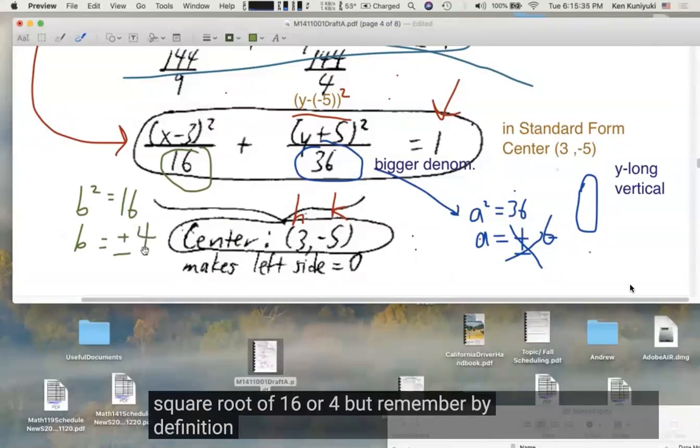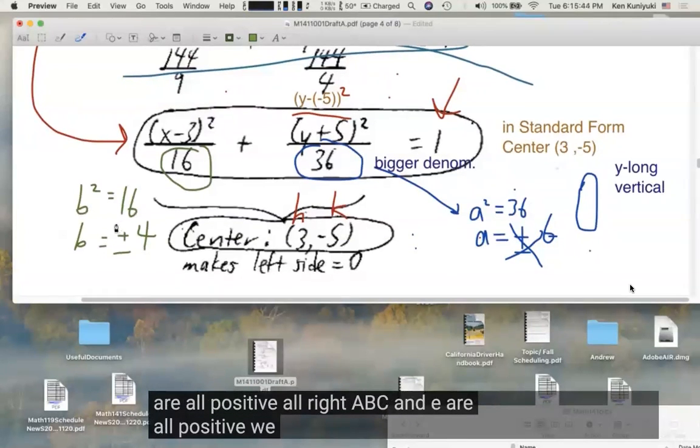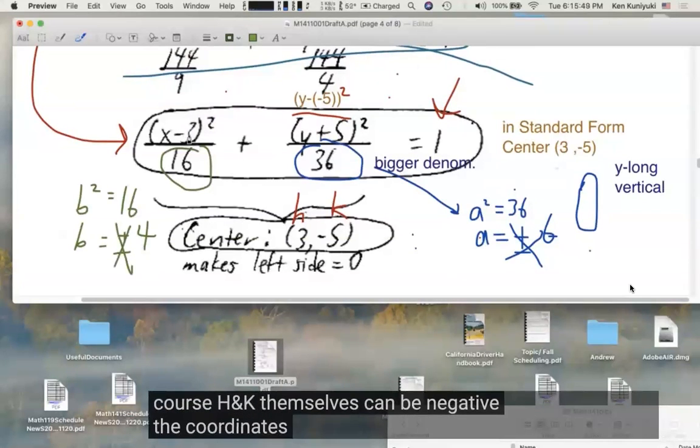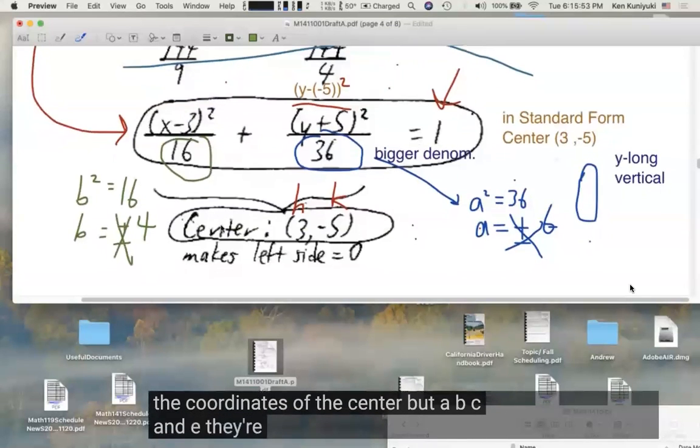But remember, by definition, A, B, C, and E, for that matter, are all positive, right? A, B, C, and E are all positive. We zap the plus minus. Of course, H and K themselves can be negative, the coordinates of the center. But A, B, C, and E are all going to be positive.